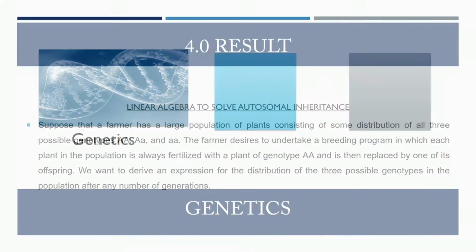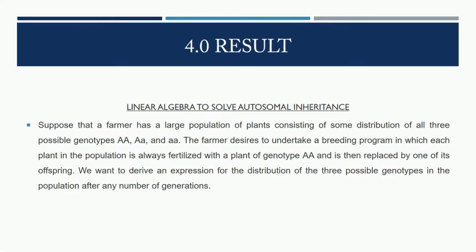For the results, we can see how linear algebra can solve autosomal inheritance. Suppose a farmer has a large population of plants consisting of some distribution of all three possible different genotypes. The farmer desires to undertake a breeding program in which each plant in the population is always fertilized with a plant of genotype capital A capital A, and is then replaced by one of its offspring.